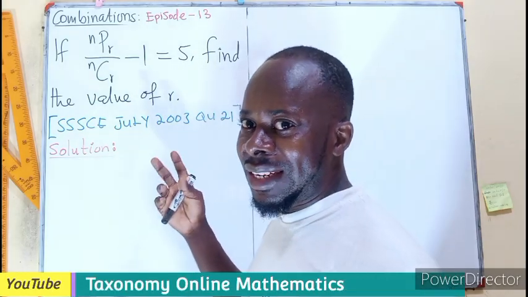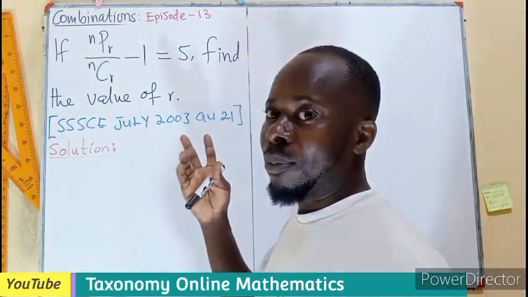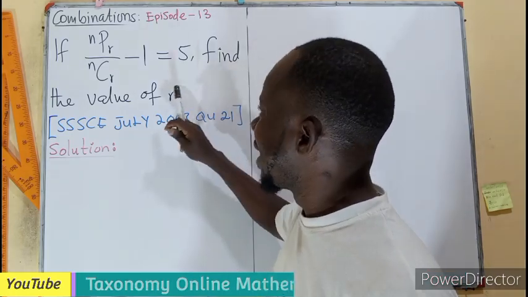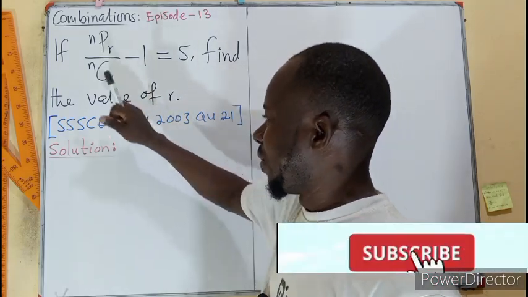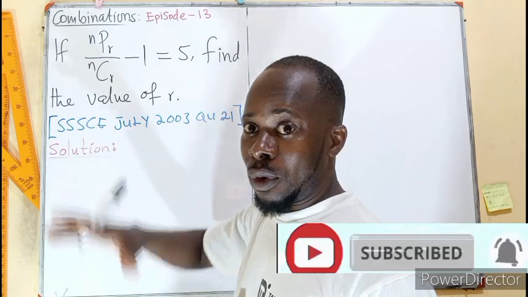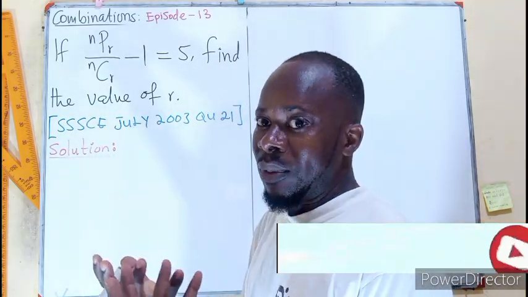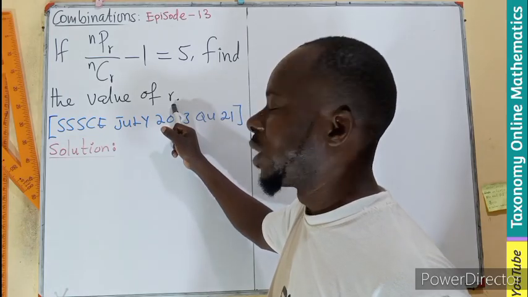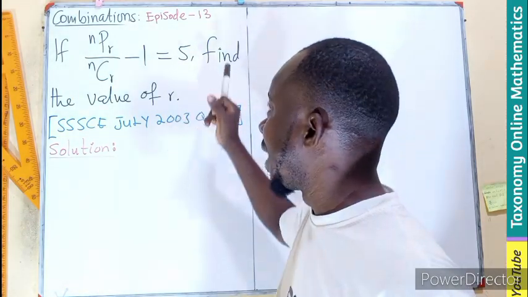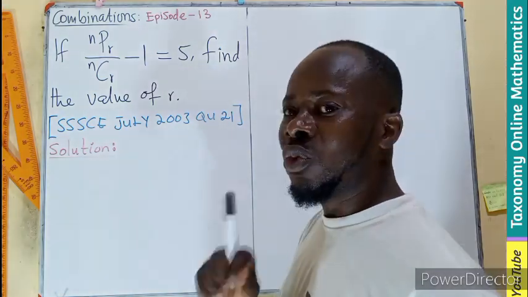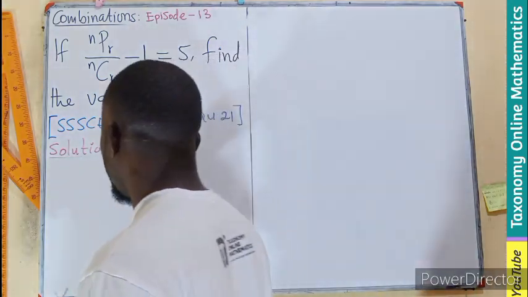By expanding the formula for permutation and that of the combination, we can easily find the value of r, even though we have n, which is also an unknown variable. If we expand it based on the formula, we can easily find what the r is. This is episode 13 of combination, actually SSC July 2003, question 21.